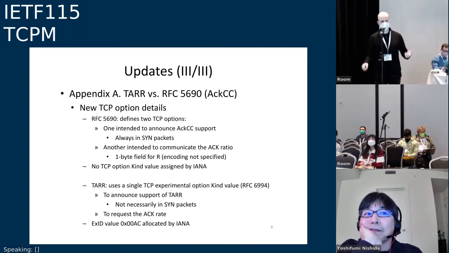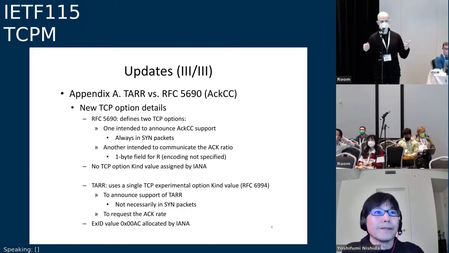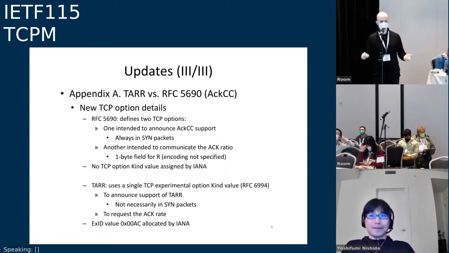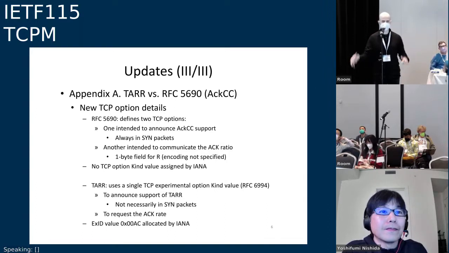So regarding how the new TCP options would be defined in these two documents, ACC defines two TCP options, one intended to announce ACC support, which is always present in SYN packets, and another one intended to communicate the ACK ratio, and as far as I know, there is no TCP option kind value assigned by IANA for this. And about TAR, which has been defined more recently, and also has the experimental intended status, it uses a single TCP experimental option kind value, so it follows RFC 6994. This single option kind value is used to announce support of TAR and also to request the ACK rate. By the way, announcing the support of TAR may be done in SYN packets, but it doesn't have to be. And then there is one experimental ID value, which is 00AC, which has been allocated by IANA.